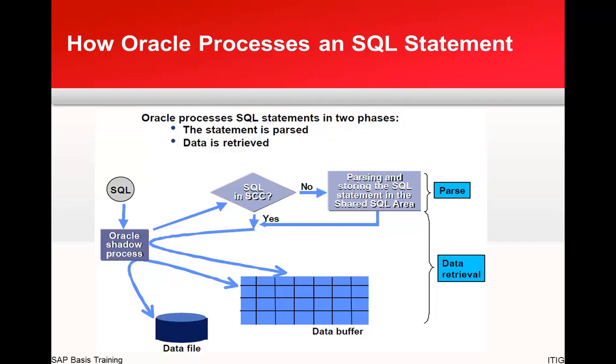Now, how Oracle processes an SQL statement. Oracle processes an SQL statement in two phases. In the first phase, the parsing is done. The statement is parsed and validated: is the statement correct or not, is there any syntax error, is there anything which the database compilers cannot understand? Then in the next step, after the parsing is complete, the data is retrieved.